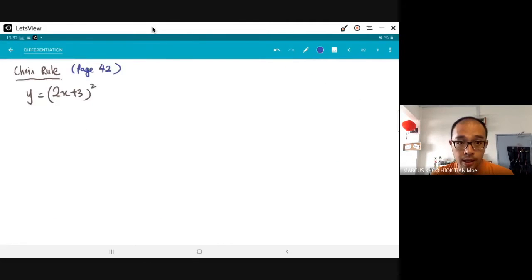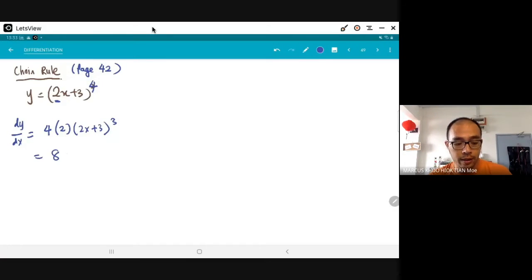Let's say you're given this expression, y equals 2x plus 3. I'm going to use power of 4, just to annoy everyone. 2x plus 3 to the power of 4. So that day I taught you, if you want to find dy dx, you bring the 4 to the front, and then you multiply with the 2 from here, and then you rewrite the bracket, and this one will be power of 3. So you get 8 times 2x plus 3 to the power of 3. That is the shortcut method for what we call the actual chain rule.